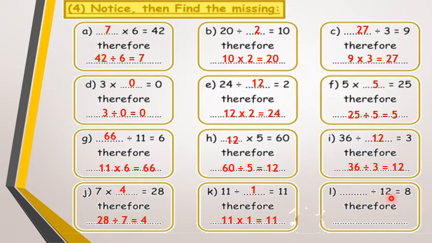A number divided by 12 will give you 8. This number is a number that when you multiply 12 by 8 will give you the product of them. So 12 by 8 is 96. Therefore 12 by 8 will be 96.